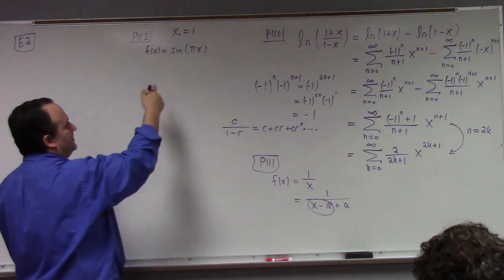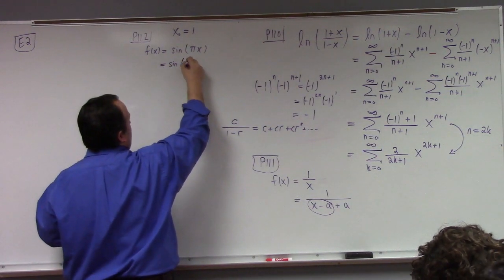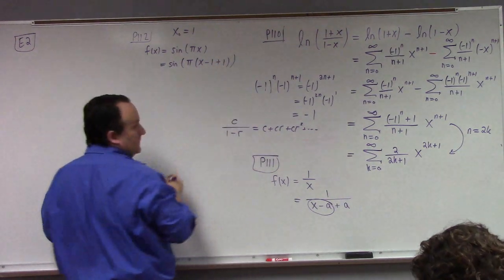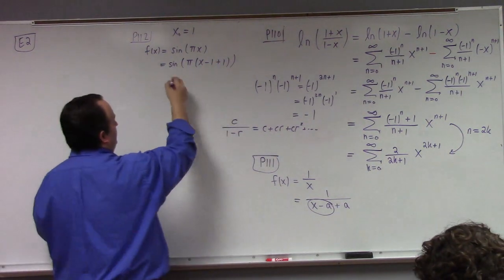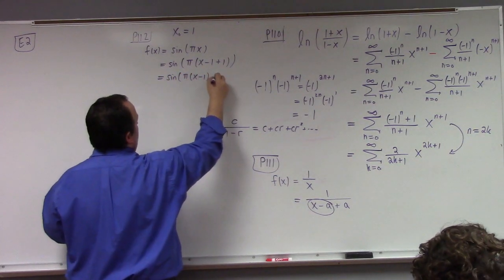So what to do here? I think I did this before, but you guys probably forgot because it's been a little bit. This is sine of x minus 1 plus 1, right? So this makes that sine of pi times x minus 1 plus pi.